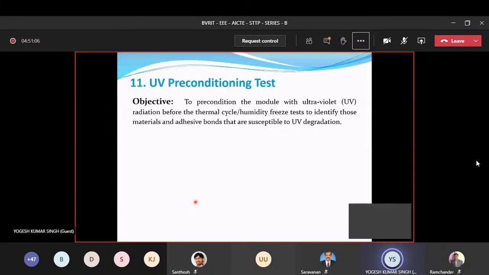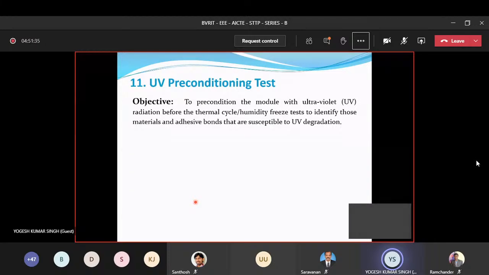The visible region is defined in a different way. In the visible region, the wavelength of the module will come around 300 to 700 nanometer. If the wavelength is below 300 nanometer, the spectrum is called the UV region, and above 700 it comes to the infrared.